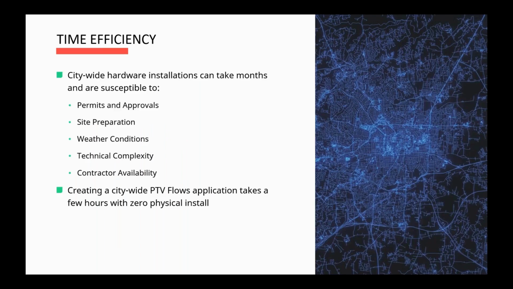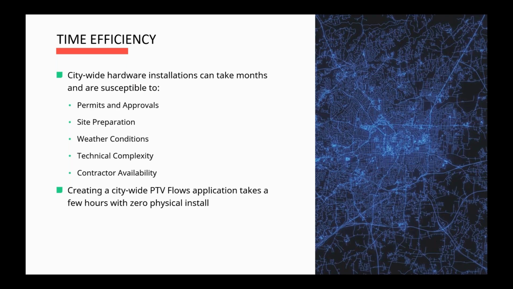And the first metric that we want to talk about when juxtaposing turnkey and SaaS solutions versus hardware is time efficiency. When we're imagining deploying a citywide hardware installation, in terms of timeline, we're looking at months. This is usually variable depending on certain barriers. Some of these barriers are permits and approvals, which can be the most straining on our project timeline, but we also have site preparation and weather conditions, technical complexities, and contractor availability.